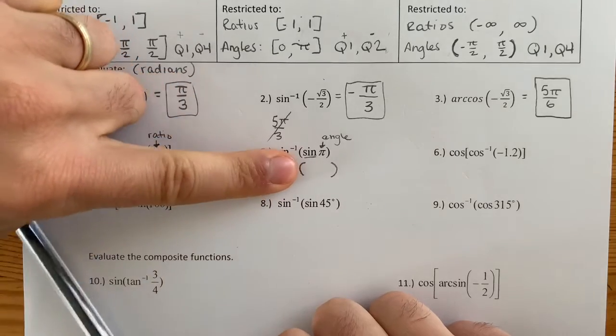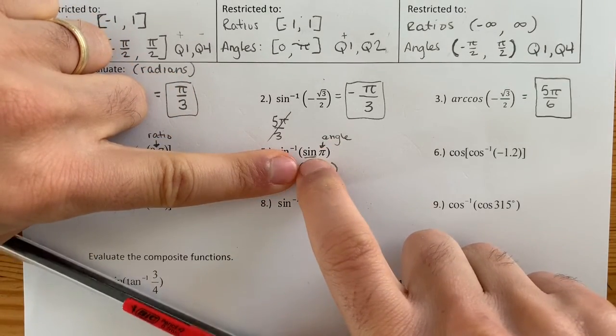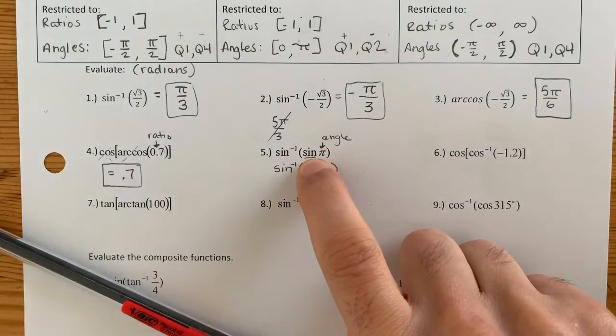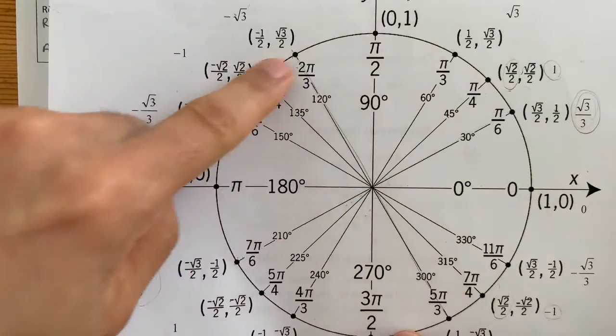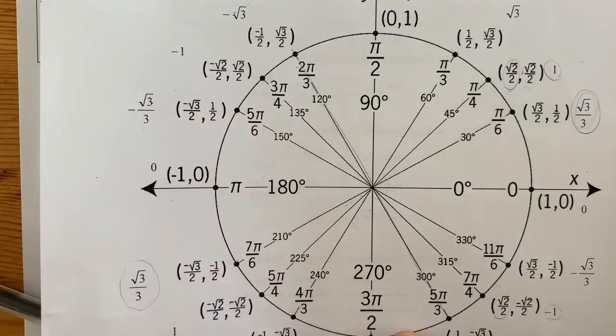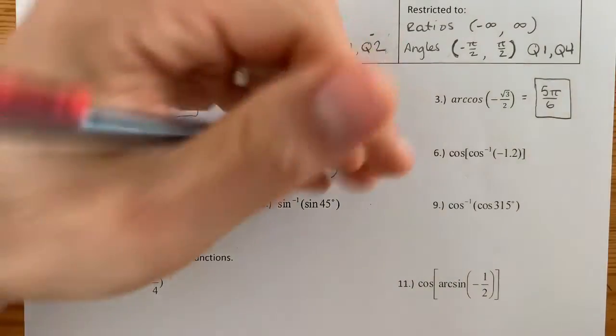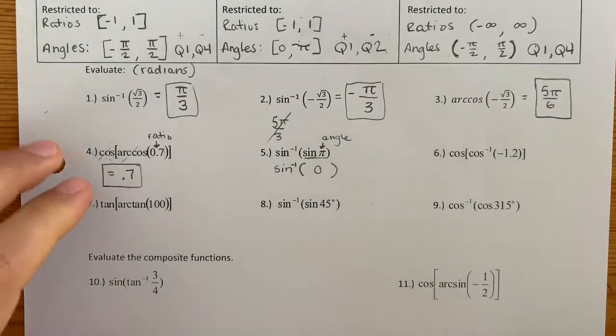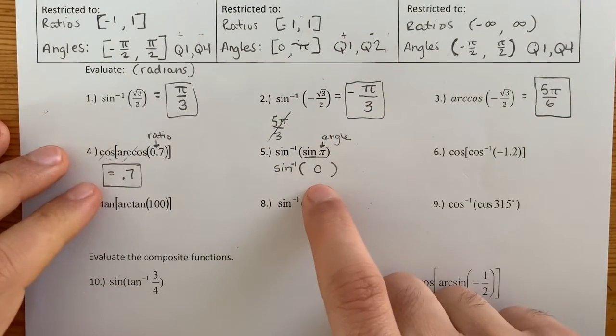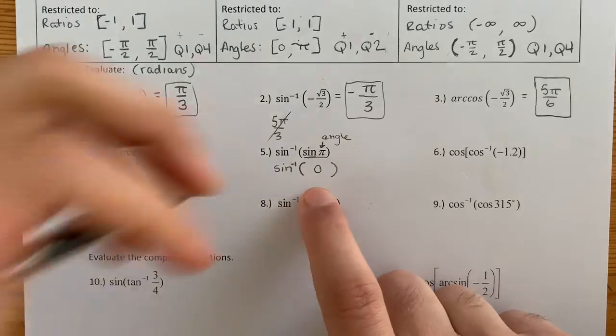So forget the inverse for a second. What is the sine of pi? You could look at the unit circle if you don't know it in your head. Sine of pi, the y-coordinate, is 0. So this value in here, sine of pi, is 0. Now let's find the inverse sine function of 0.